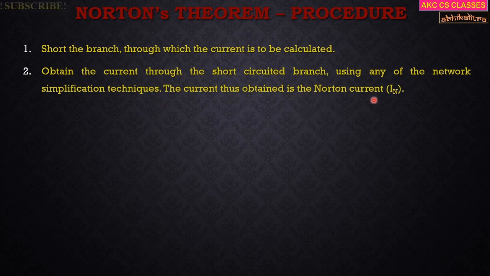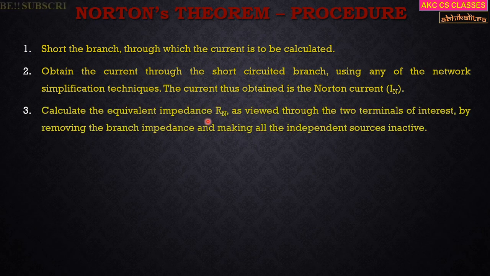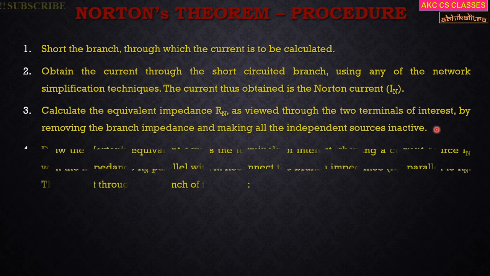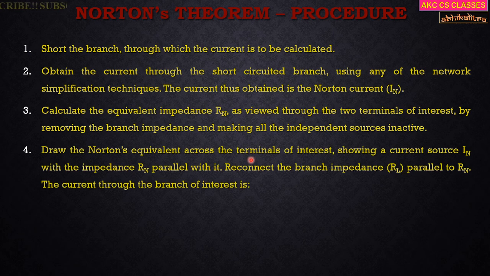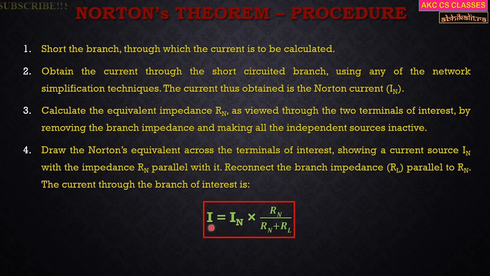The current thus obtained is the Norton current IN. Then we will calculate the equivalent impedance Rn as viewed through the two terminals of interest by removing the branch impedance and making all independent sources inactive, right? Next, we will draw Norton's equivalent circuit showing a current source IN with the impedance Rn parallel with it, and we will also connect the branch impedance or the load resistance, which is parallel to Rn as well. So the current that is now flowing through the load resistance RL is given by I equal to IN times Rn divided by Rn plus RL. This is the formula that we have to remember.